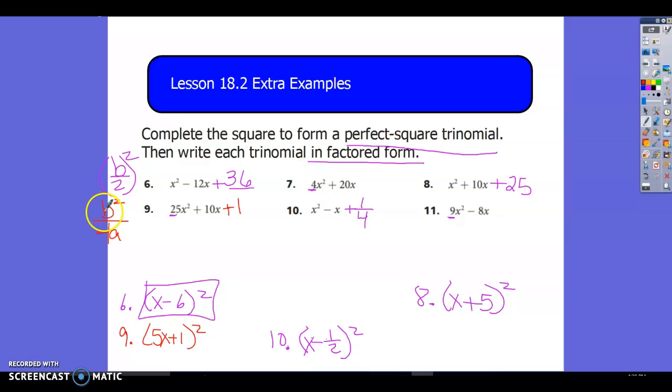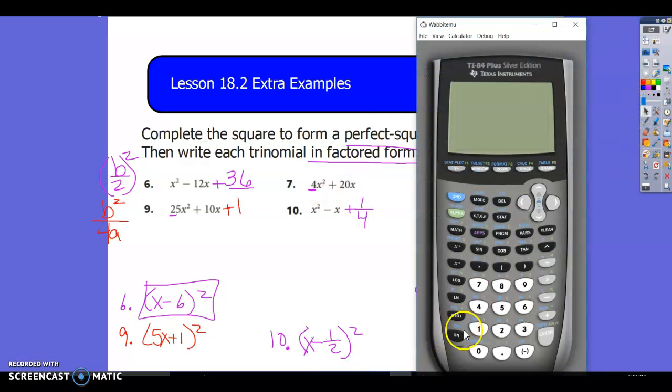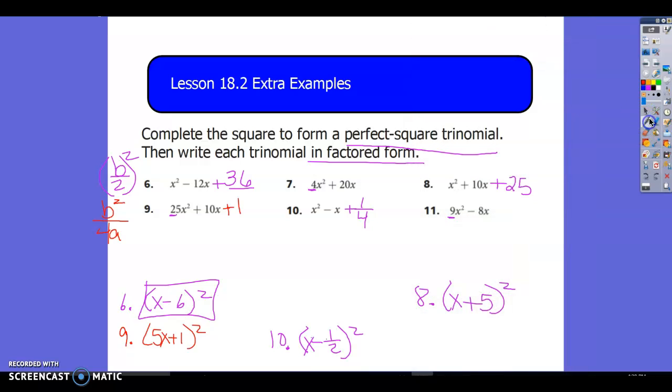All right, number 7, 4x squared plus 20x. So I'm going to do 20 squared. 20 squared is 400. 400 divided by 16. Let's see. 400 divided by 16 is 25. So when I complete the square, this number is going to be 25. And then I want to write that in factored form. To write this in factored form is going to be 2x plus 5 quantity squared.